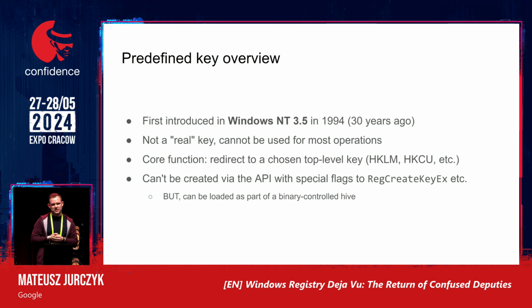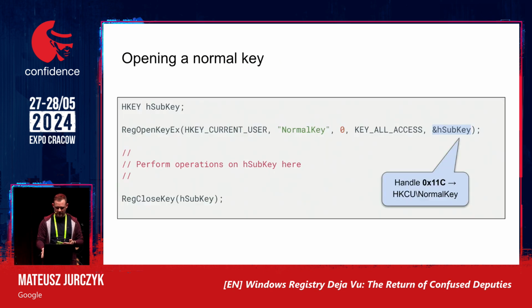The problem is that it cannot be created via any kind of API call. You cannot pass any special flag to create a predefined key. But if you control a hive file in binary and you can have the file loaded as a hive, you can craft a predefined key in binary and have that accepted by the kernel.